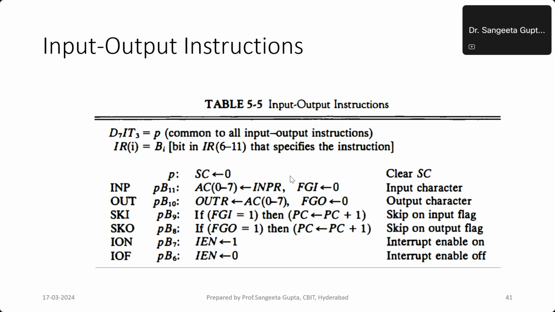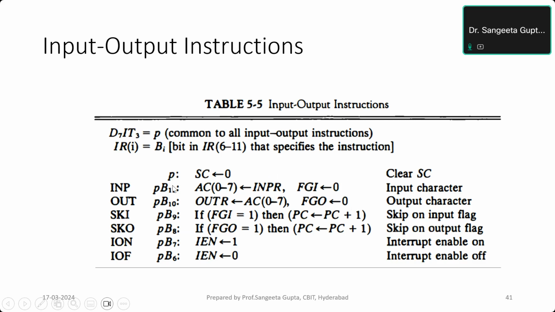When working with the input and output registers, we are also trying to set the values of flags, that is input flag and output flag. So these instructions initiate with clearing the sequence counter to 0, and then whenever we are performing input operation, the contents of input register are moved into the lower order 8 bits of accumulator. At the same time, the input flag is set with 0. When performing the output operation, the contents of accumulator are flashed into the output register and output flag is set to 0.